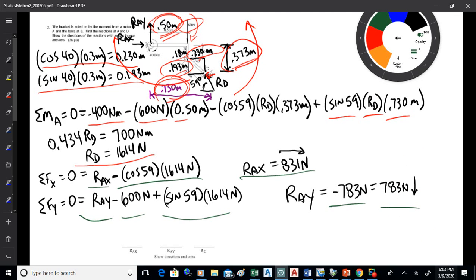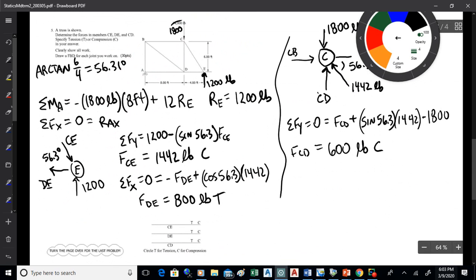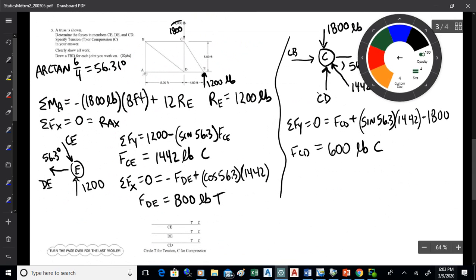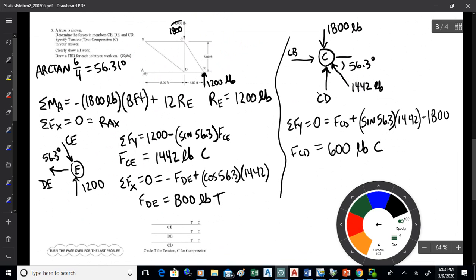Okay, so those are the reactions. The 2 reactions at A and the ramp reaction at D. Okay, the next one is a truss. Okay, I know I'm going to be working in here.